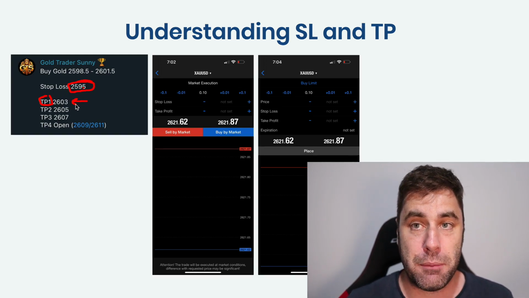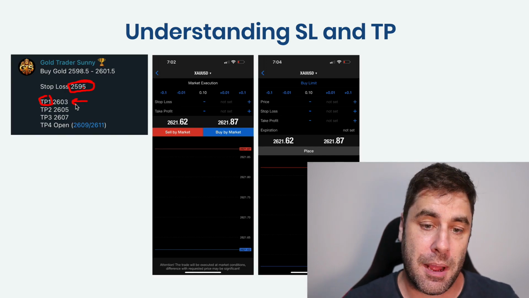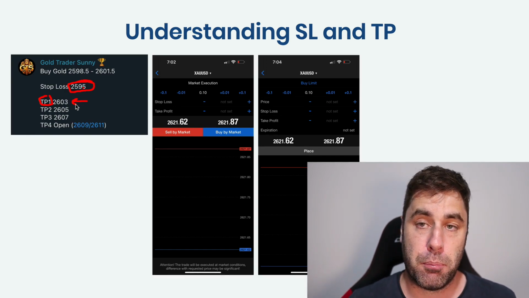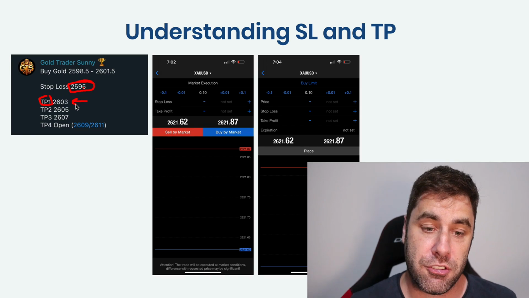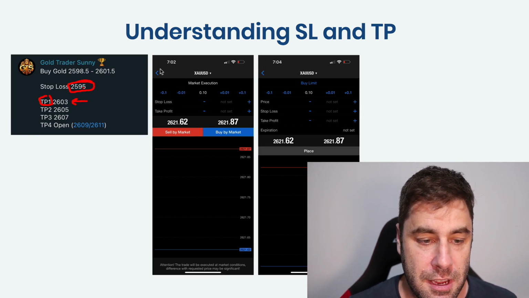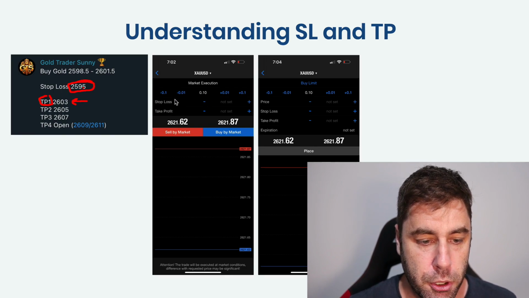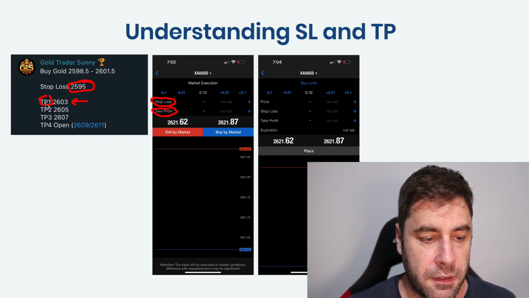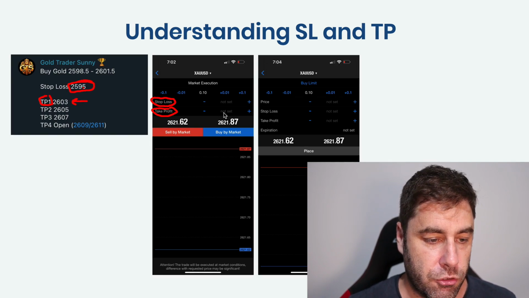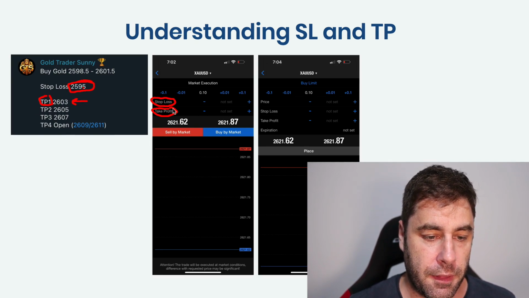A stop loss is bad. We don't want it to hit the stop loss, but sometimes it does. TPs, take profits, these are good. This is where we actually make our money. And you can see inside the order page here, whether I sell or buy, I can put in my stop loss. So I will just copy this stop loss, which is 2595, and then I can put in my take profit. And I will do separate orders for each one. So TP1, I'll put 2603, then I'll do another one, and then etc.